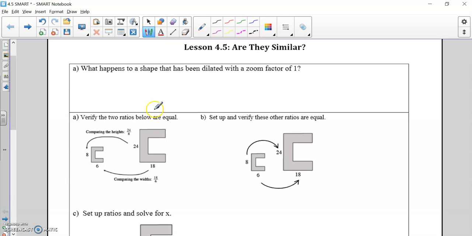So if you recall, dilating means we're multiplying all the side lengths by whatever that zoom factor is. And if we multiply things by 1, it just gets to be themselves, right? Multiplying by 1 doesn't do anything. And so if I dilate with a zoom factor of 1, then it stays the same. Right, this shape stays the same.